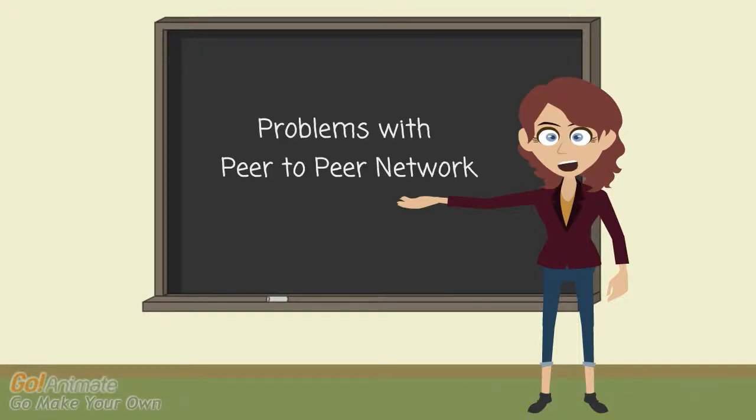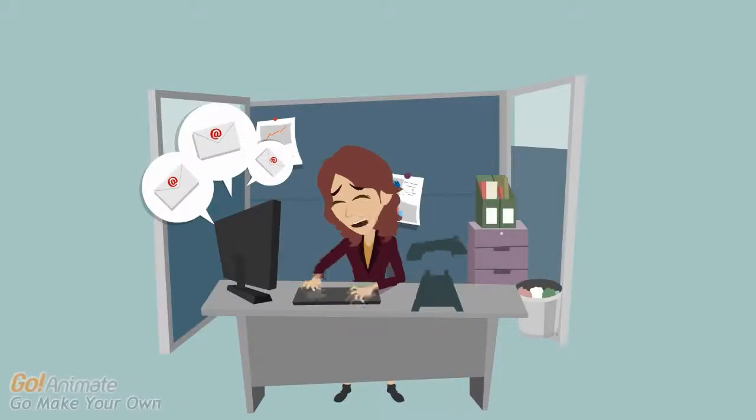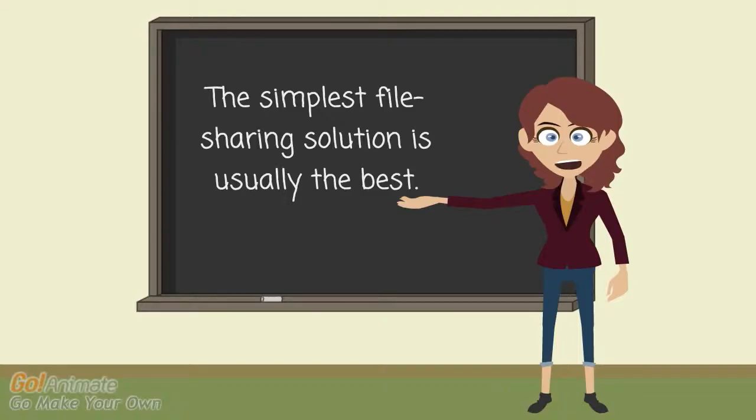A peer-to-peer network usually has problems, particularly when the user is untrained and is left in control of a computer sharing resources. Also, on a peer-to-peer network, users can shut down their computers, unknowingly destroying other employees' access to shared files or printers, which can cause data corruption. Whether you are using a server-based or peer-to-peer scheme, the simplest file sharing system is usually the best.